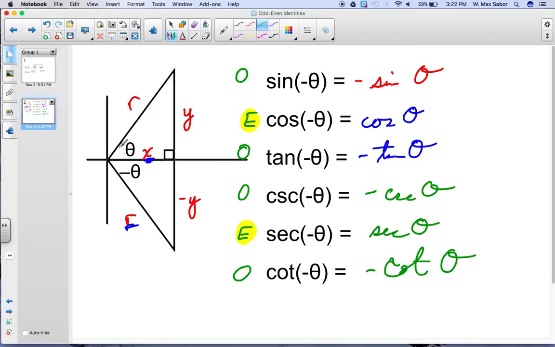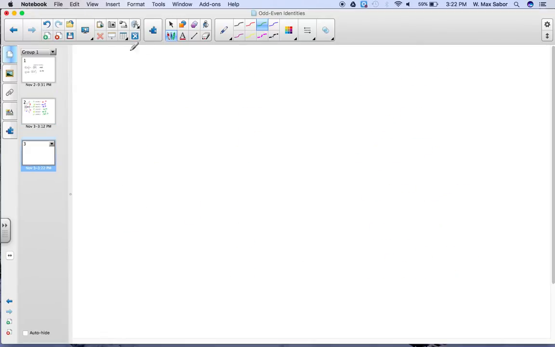You can either refigure them out every time, or you can just memorize that cosine and secant, when you plug in a negative angle, give you out the same thing. And for the other four trig functions, when you plug in negative theta, it gives you out the negative of that function at that angle, or whatever it is.